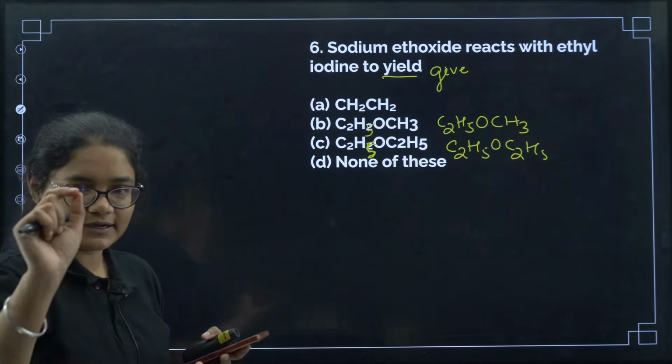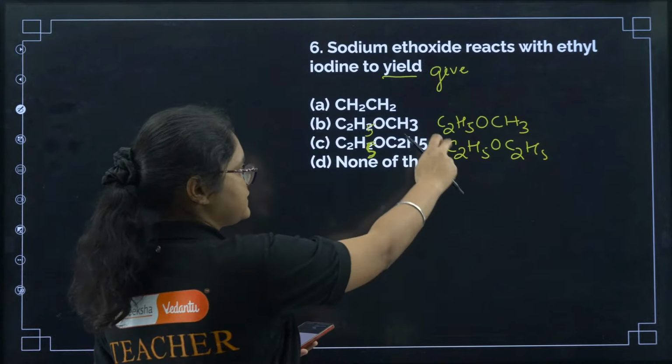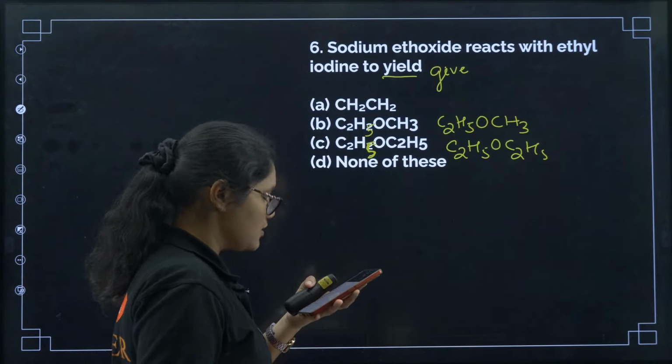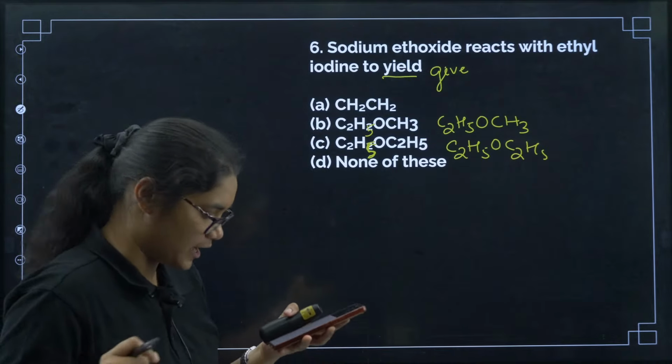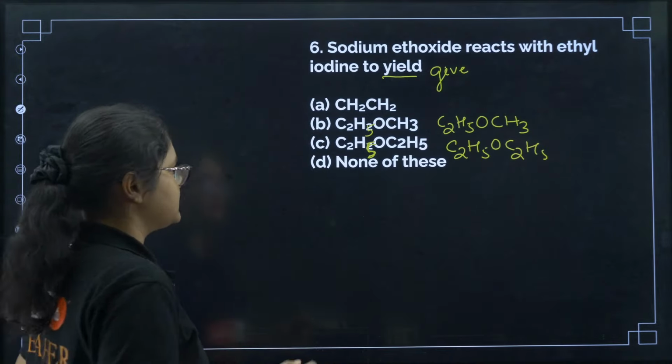Yes, the options have a little typing error. Just make these two options as given. Which is the correct answer? Sodium ethoxide reacts with ethyl iodide. Yes, C is the correct answer.